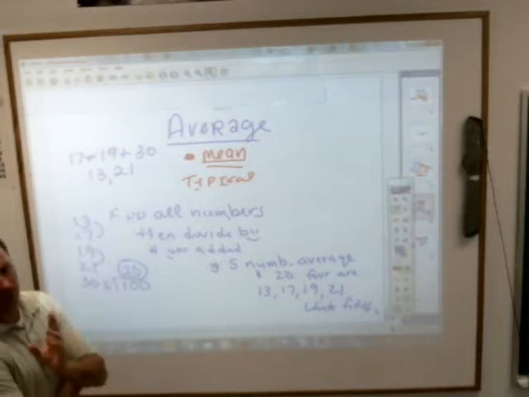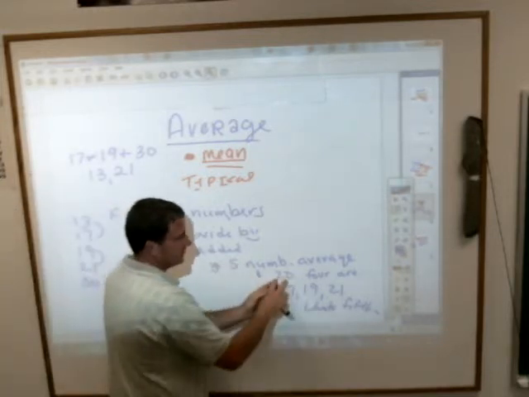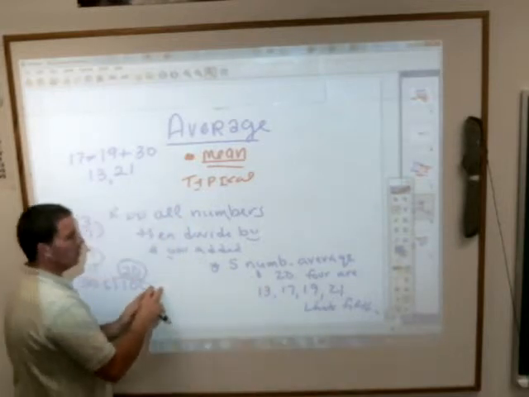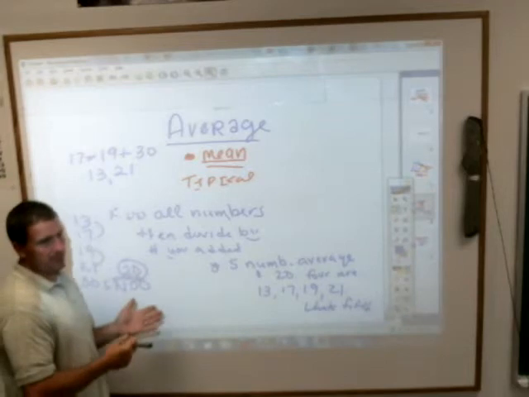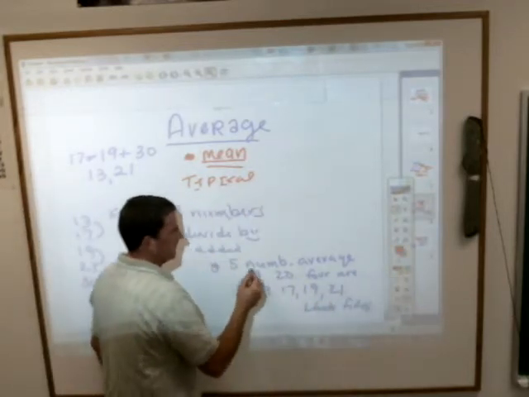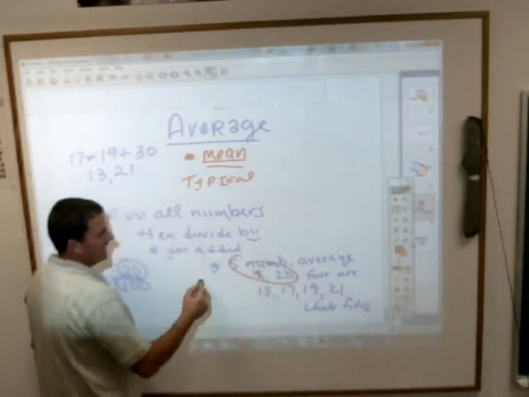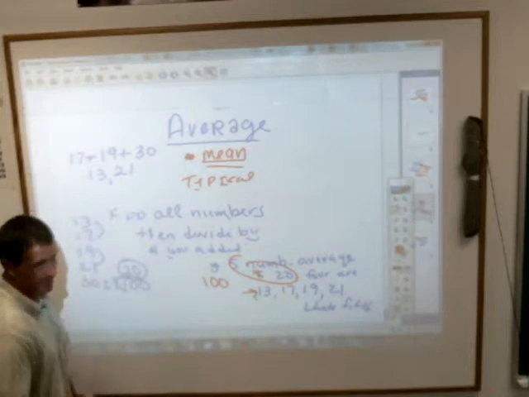Okay. The first thing you have to know is, just like I did over here, if I have 5 numbers that average 20, my total has to be 100. That's the only way to average 5 numbers into 20. So you really need to find your total first, which was my 5 times 20. I have to get 100 from these 5 numbers. That's the only way to average that.